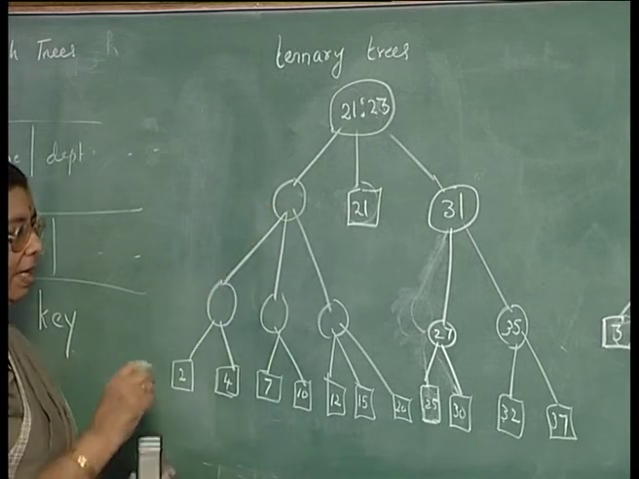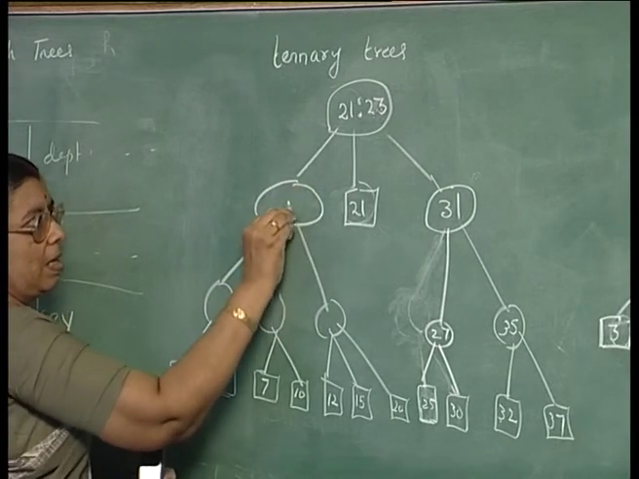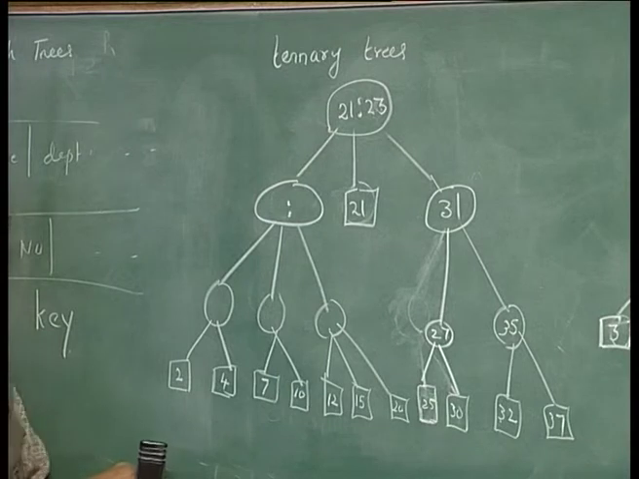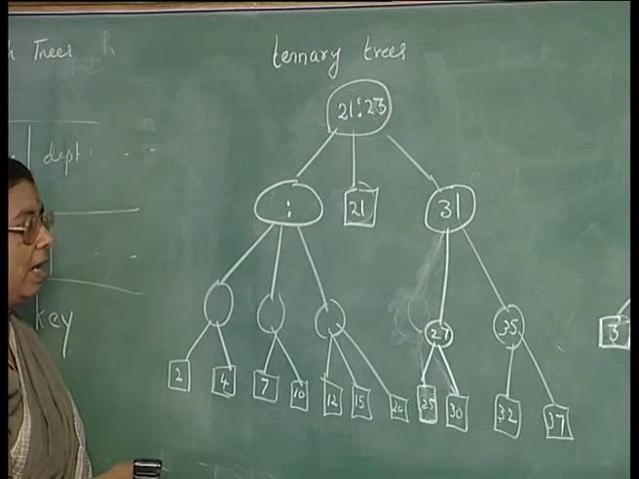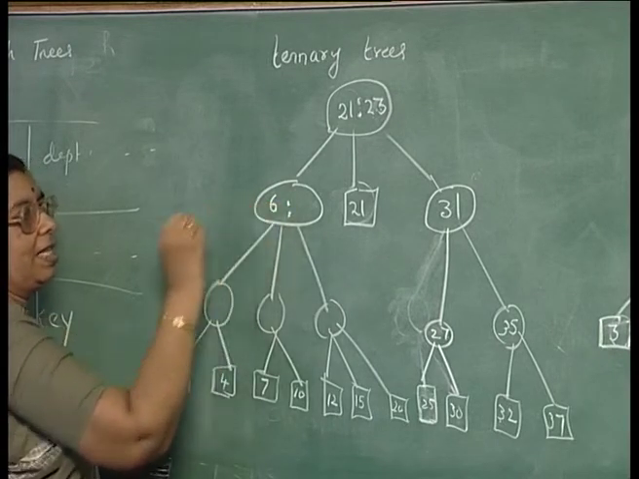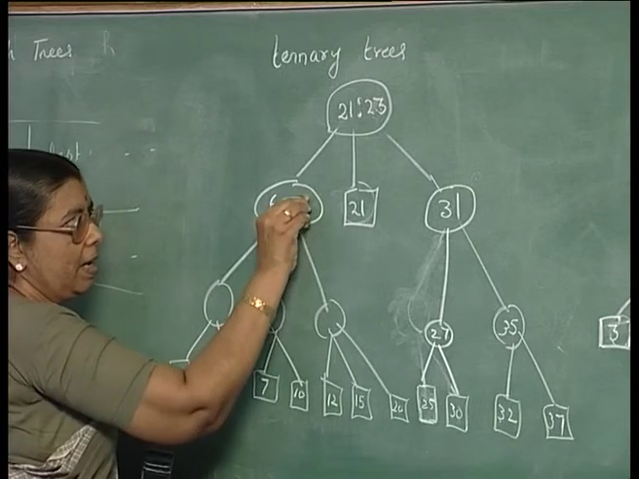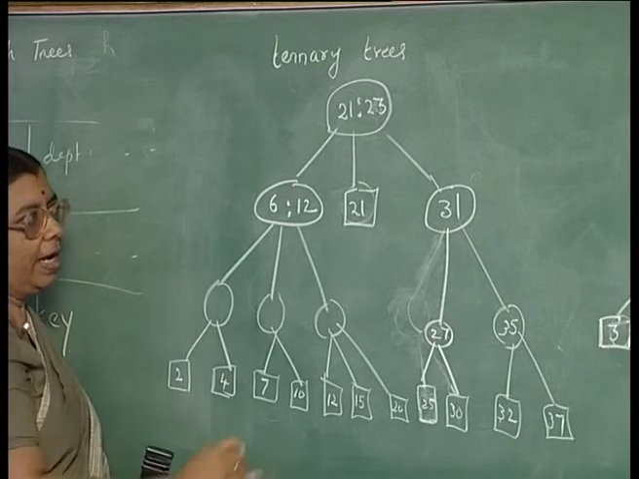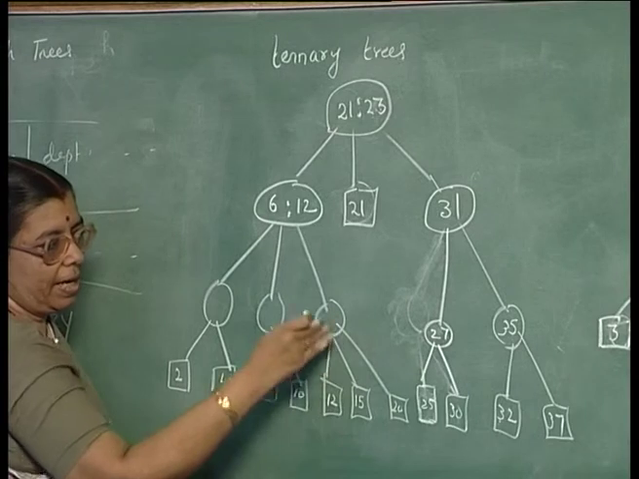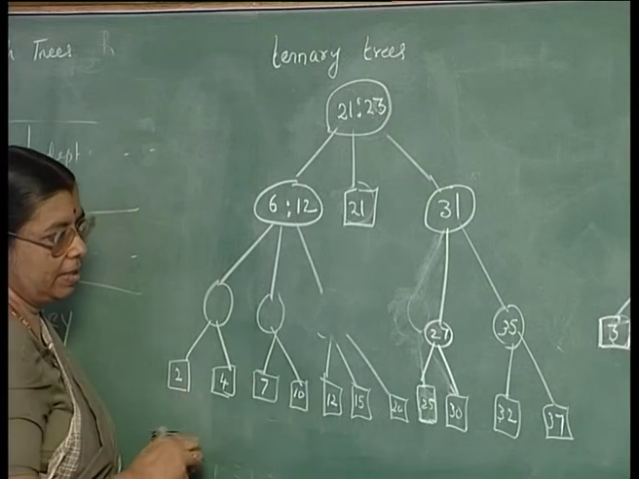Now, this has got 3 sons, so there should be 2 discriminating values here, and the middle subtree contains 7 and 10. So, I can have something like 6 here. So, all values greater than or equal to 6, but less than say 12, go to this subtree, and all values greater than or equal to 12 go to the right subtree. Now, look at this, this again has got 3 sons.